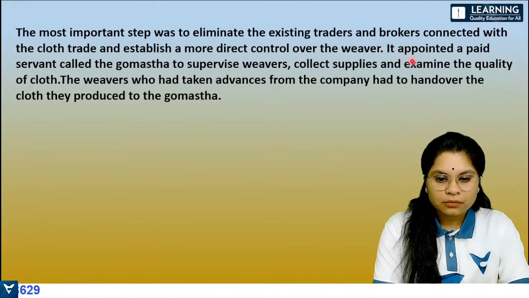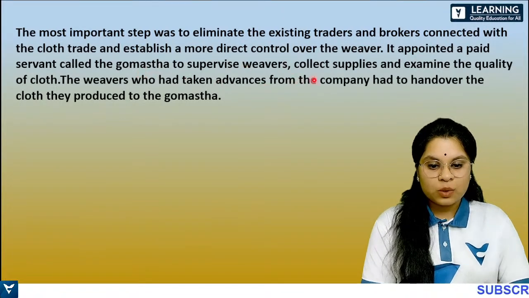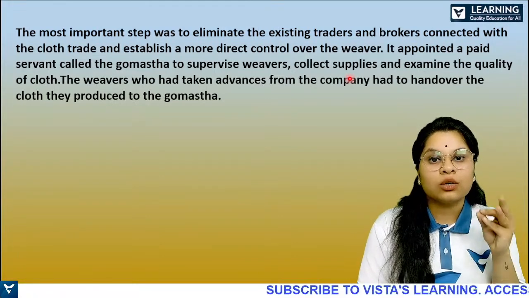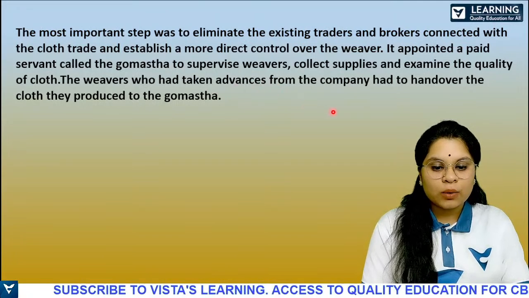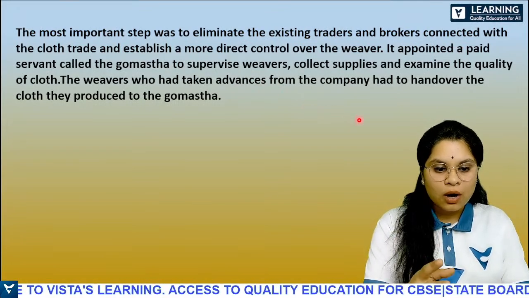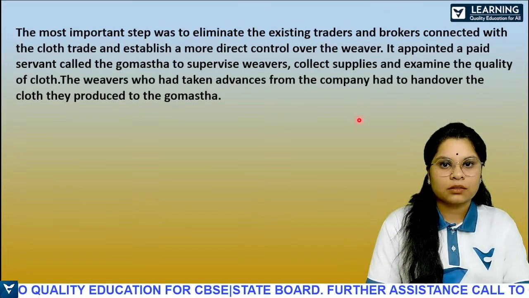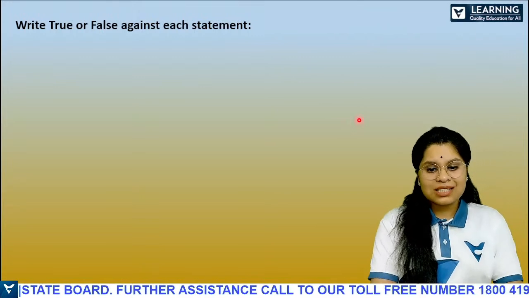It appointed a paid servant called Gomastas to supervise weavers, collect supplies, and examine the quality of cloth, what they're doing. So the weavers who had taken advances from the company had to hand over the cloth they produced to the Gomasta. Understood? This is very interesting, right?